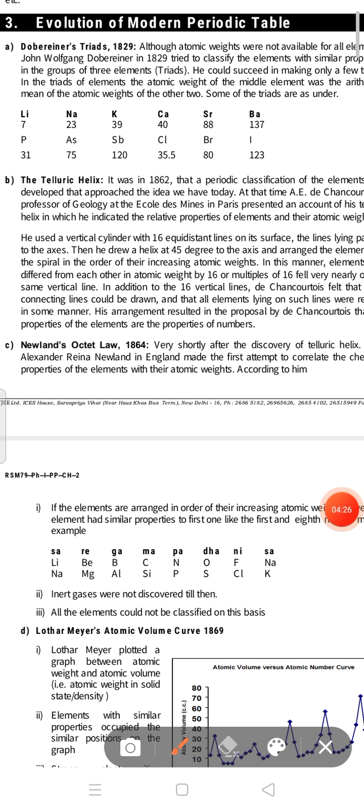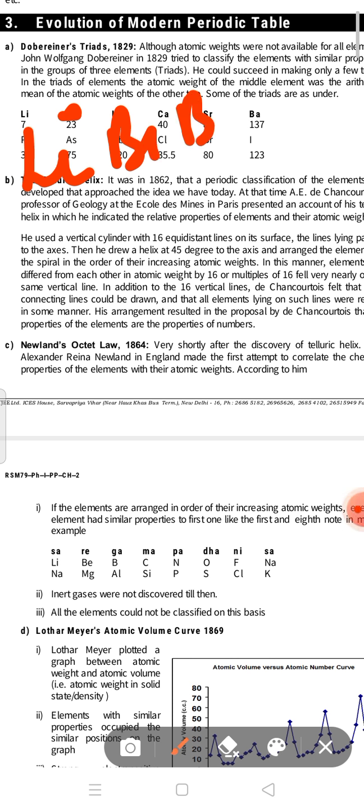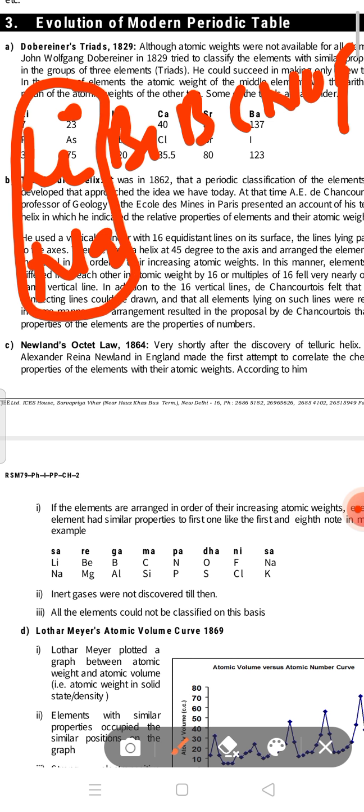This property is known as periodicity. I am giving the example here. Suppose I am taking lithium, beryllium, boron, कार्बन, नाइट्रोजन, ऑक्सीजन, then फ्लोरीन. और फ्लोरीन के बाद में अगर हम यूज़ करते हैं तो यहाँ पर आता है सोडियम. मीन्स लिथियम एंड सोडियम हैज़ द सेम प्रॉपर्टी. If we start from anywhere in the periodic table, the first element and eighth element have the same property like in rhyme scheme.